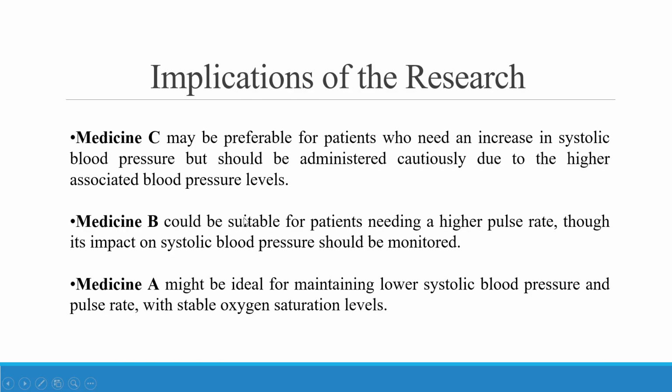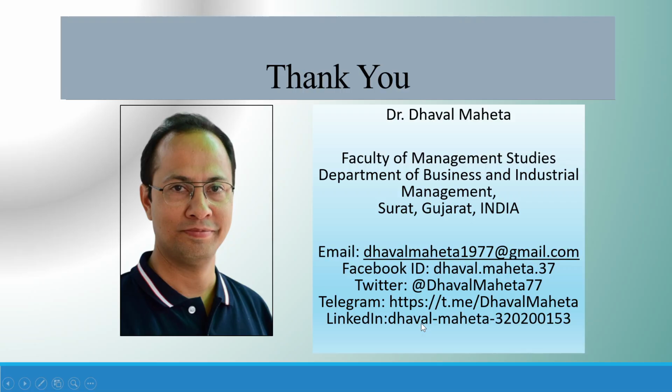Implications of the research. Medicine C may be preferable for patients who need an increase in systolic blood pressure, but should be administered cautiously due to the higher associated blood pressure levels. Medicine B could be suitable for patients needing high pulse rates, though its impact on systolic blood pressure should be monitored. Medicine A might be ideal for maintaining lower systolic blood pressure and pulse rates with stable oxygen saturation levels. So this was all about one-way MANOVA in SPSS.